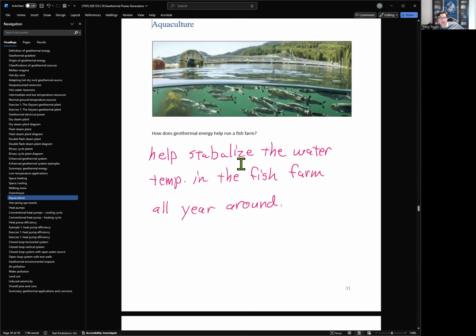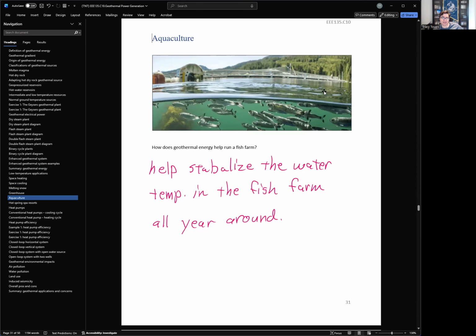Okay. So aquaculture, same idea: we've got a giant pool of water. It needs to be constant temperature, right? The geothermal energy can help stabilize the water temperature in a fish farm all year round by pumping the heat into it. So the exact same setup as the greenhouse. Put that piping everywhere, get some water pumps going, some radiator fins, and then you'll have a free source of energy, right? It's a good idea.